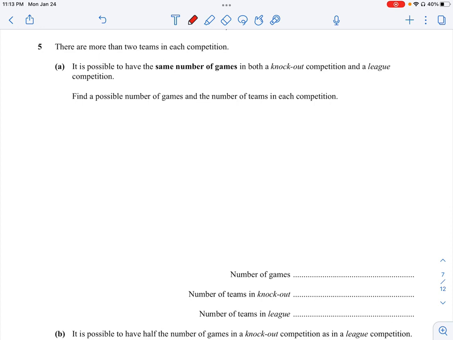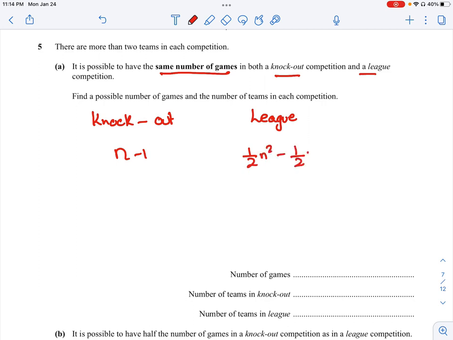Now, there are more than 2 teams in each competition. It is possible to have the same number of games in both knockout and league. Knockout is nothing but what we have, n minus 1. League is nothing but what? 1 upon 2 n square minus 1 upon 2 n. They should be the same.